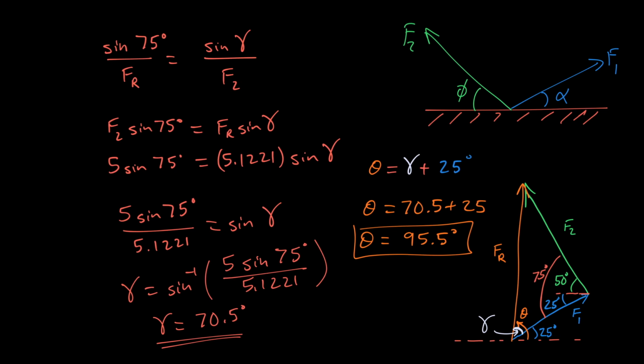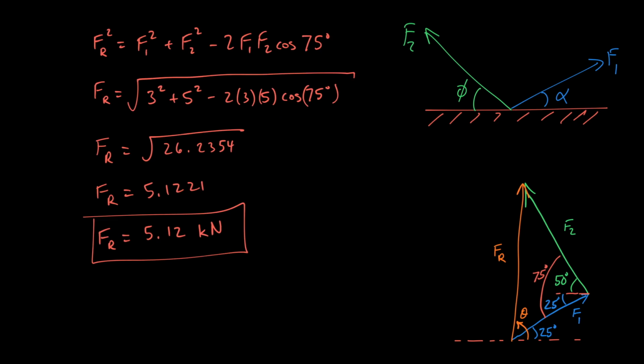We've now found the angle theta, which is the angle of our resultant, and we found the value. So the resultant force goes, actually I drew it a little bad. It should have been past 90 degrees a little bit. Resultant force comes up here, 5.12 kilonewtons at 95.5 degrees from the horizontal.